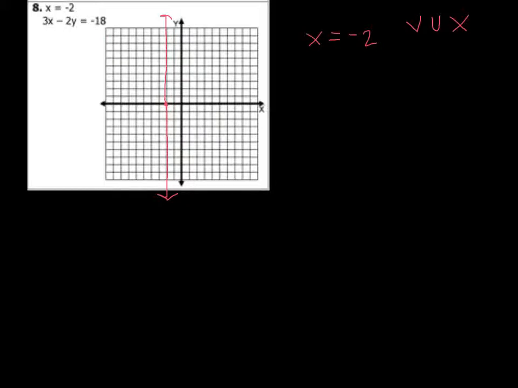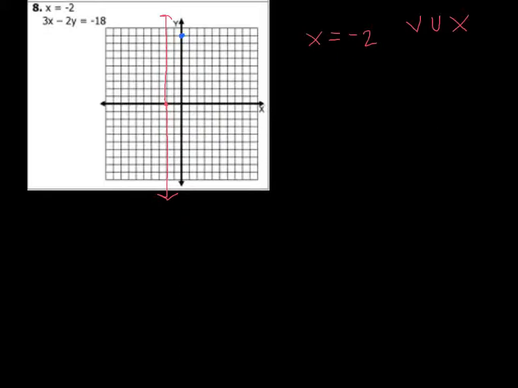So to find my y-intercept, I am going to cover x, and I'm only going to look at y. So when I cover x, I notice that I have negative 2y equals negative 18. If I solve for y by dividing by negative 2, I know that y would be equal to 9. So that has to be my y-intercept. So I'm going to put a point on positive 9 on the y-axis.